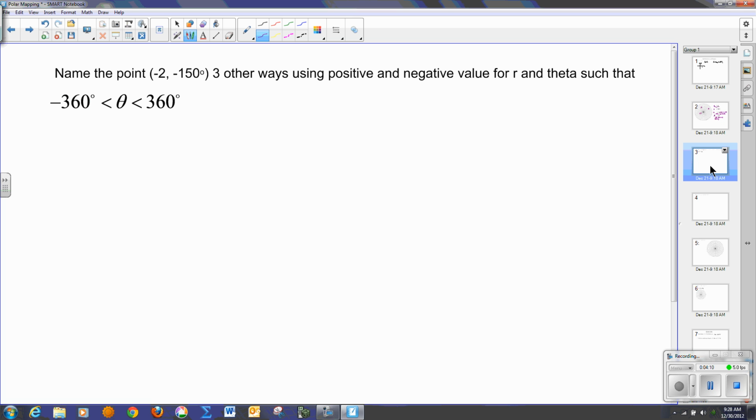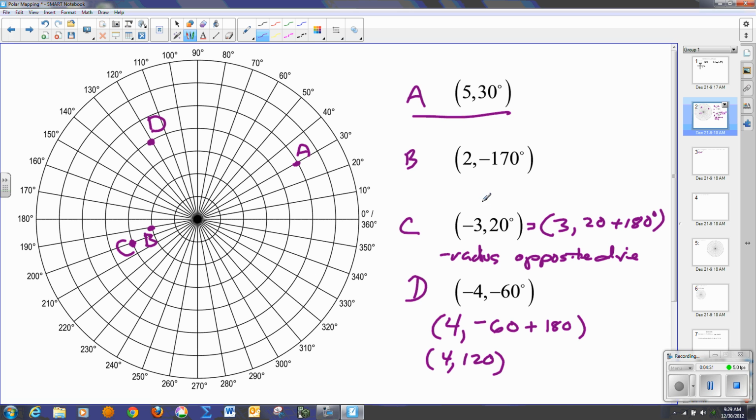Now there are some other things we're going to take a look at. You'll notice this problem asks us to name the point (-2, -150) three other ways using positive and negative values for r and theta. And we have to keep our theta values between -360 and positive 360. If we look back at our previous example, we graphed the point B of (2, -170), and that was right here, but you'll notice that ends up at 190 degrees. So (2, 190) is the same point as (2, -170). It's not the same angle, obviously, because you've gone a different direction, but it is the same point.